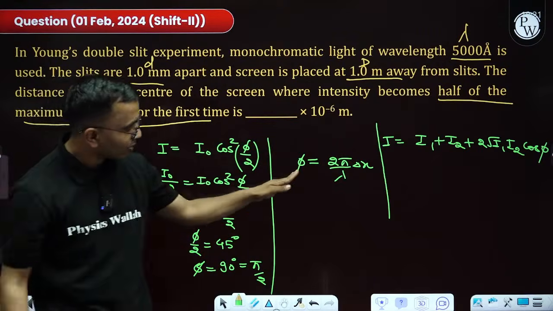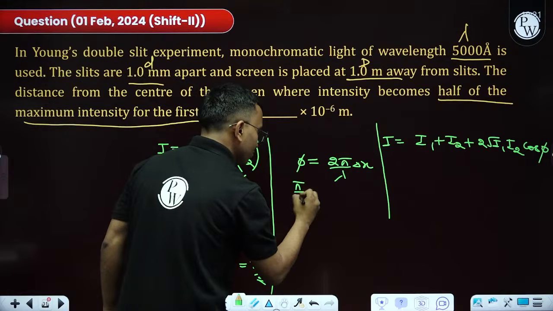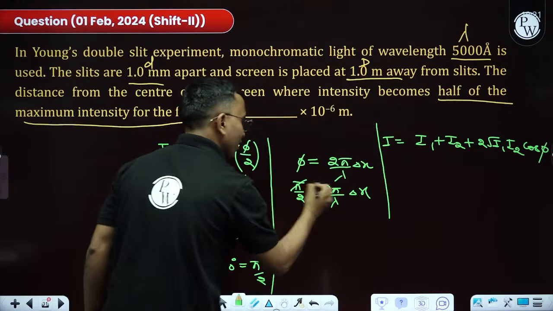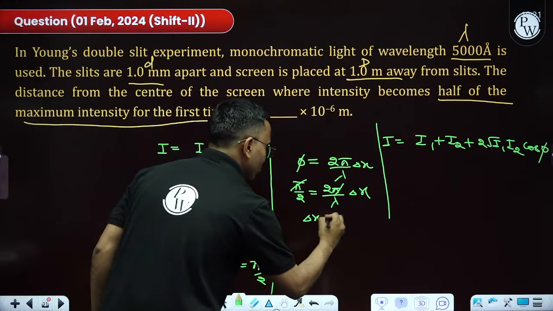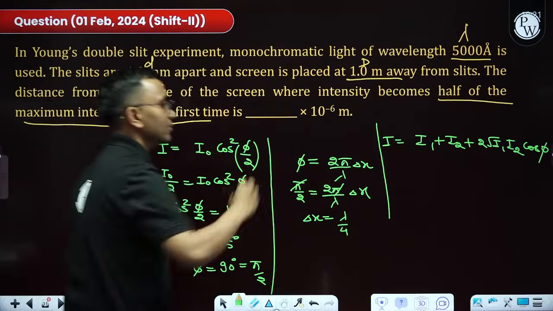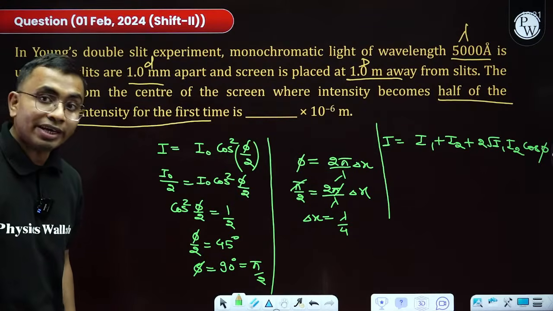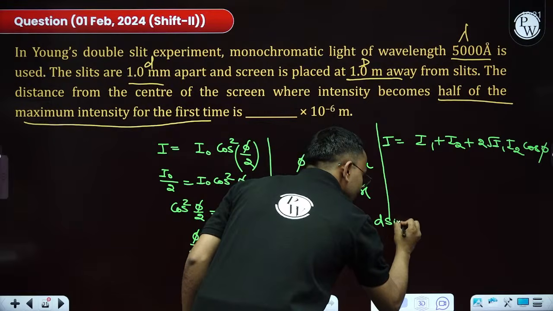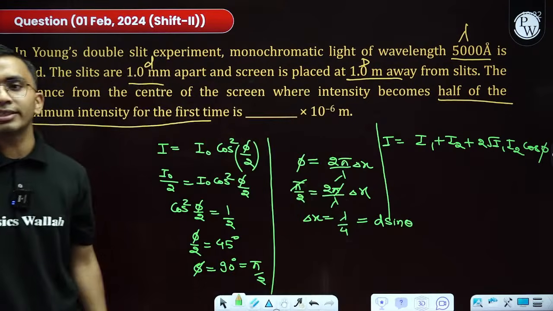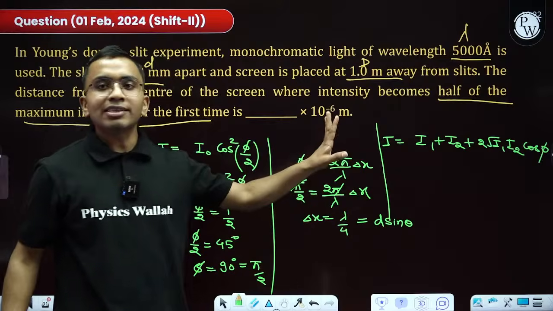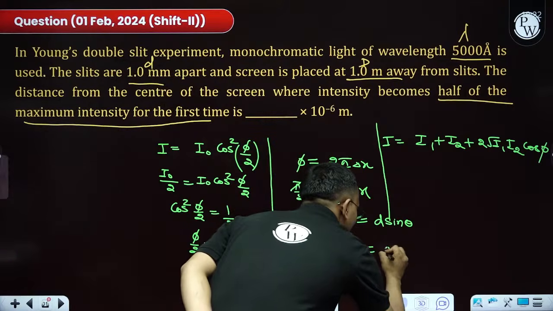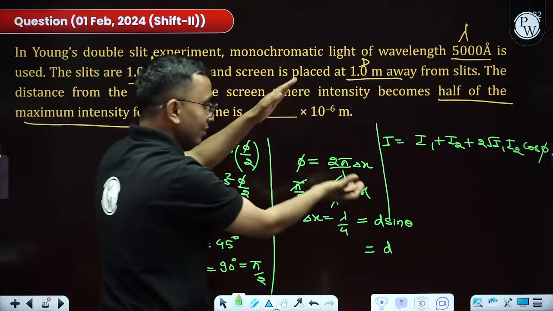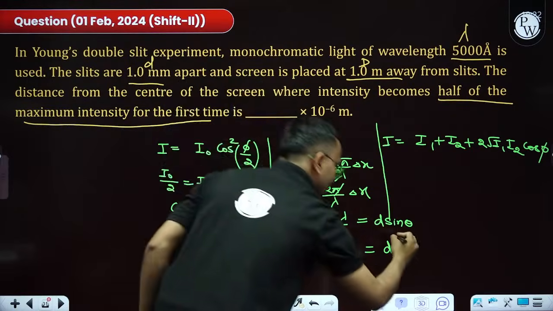Put phi as pi by 2. Pi by 2 is equal to 2 pi by lambda delta x. Delta x comes out to be lambda by 4. This is my path difference. In YDSE, how do we write path difference? Path difference we write as d sin theta, and considering theta to be very small, sin theta is equal to tan theta, we write this as y divided by D.